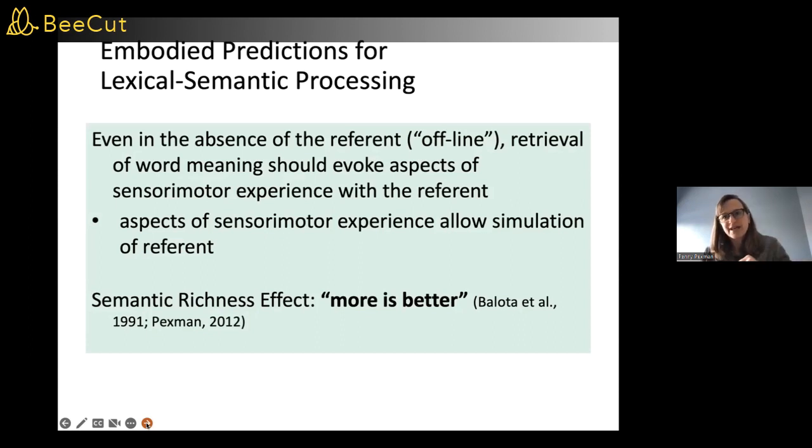So if you put these two things together... Can I ask you a question? Sure. What do you mean by meaning? What's the difference between meaning and referent?